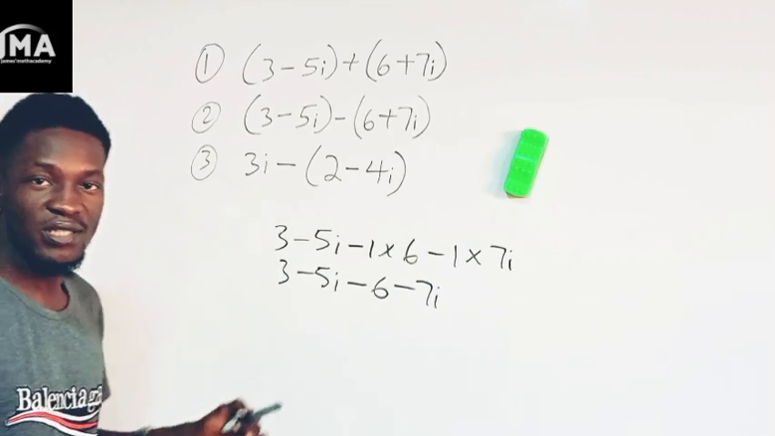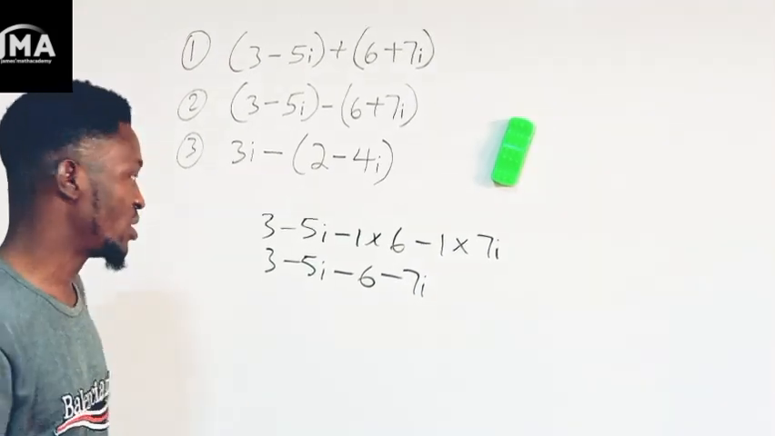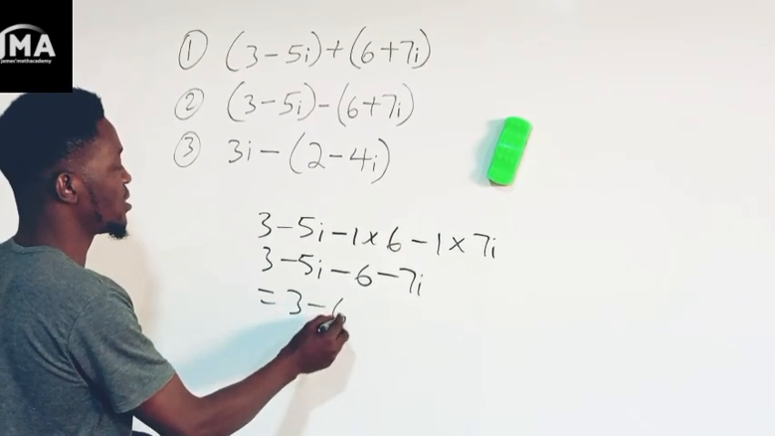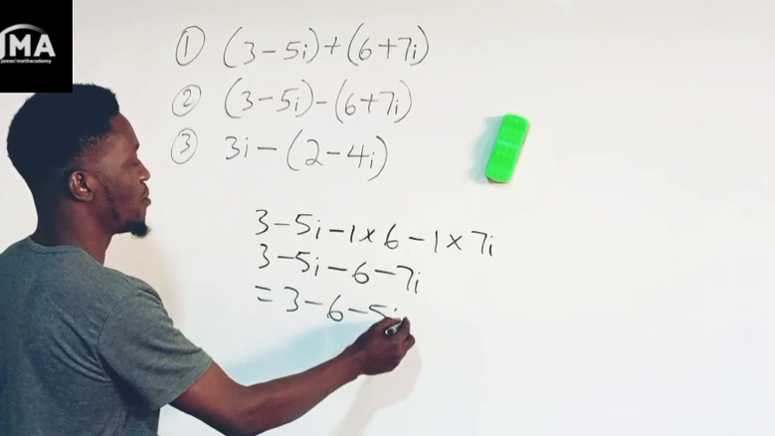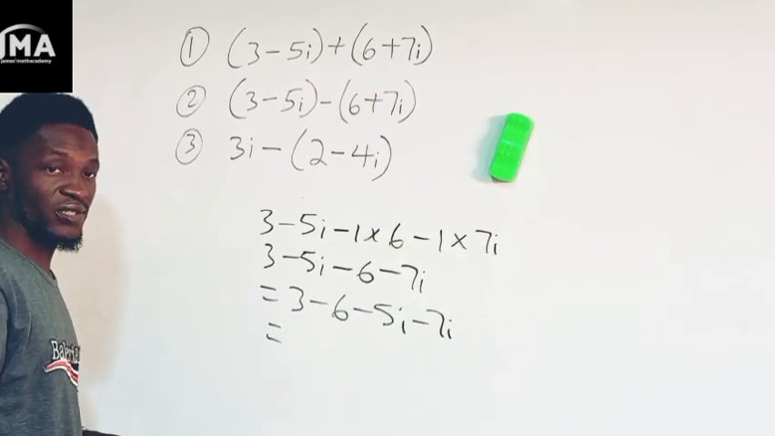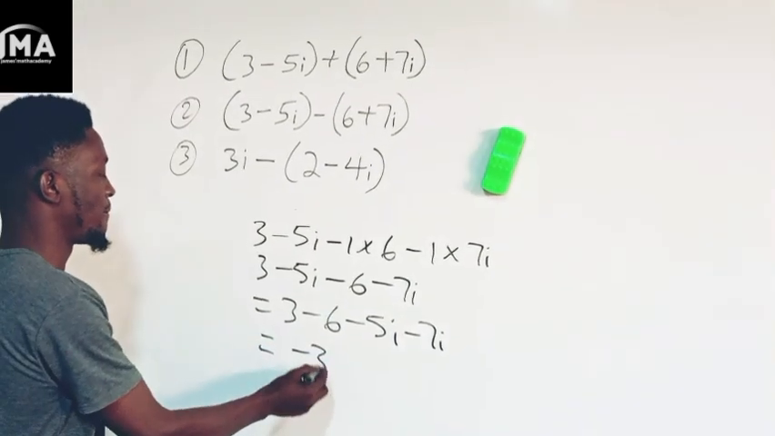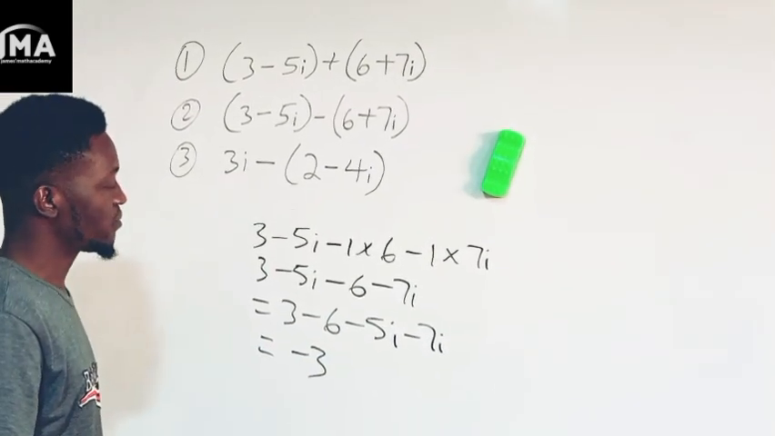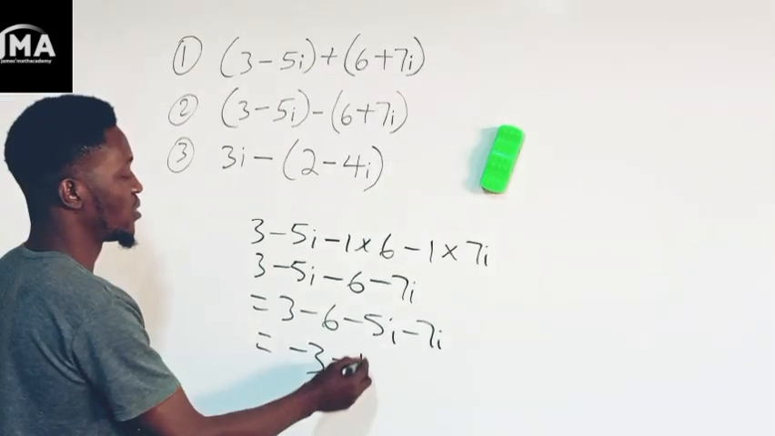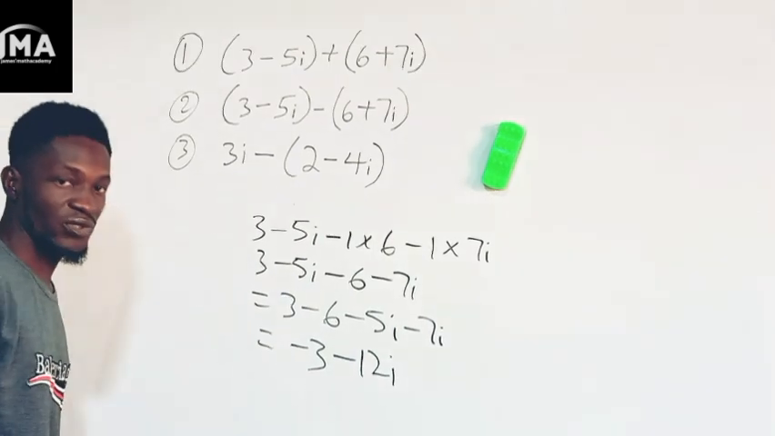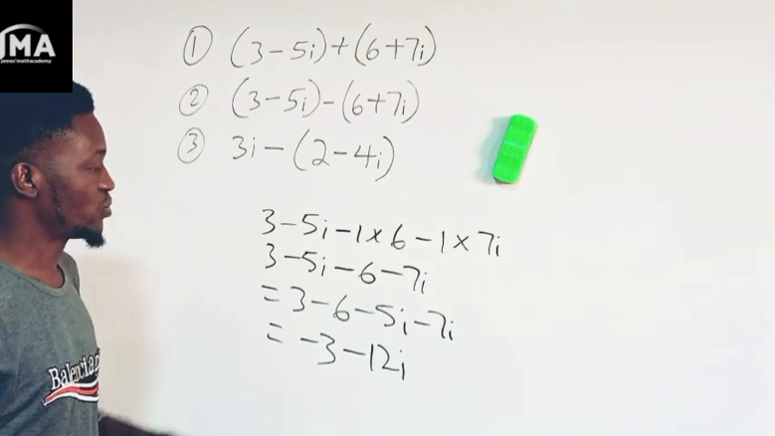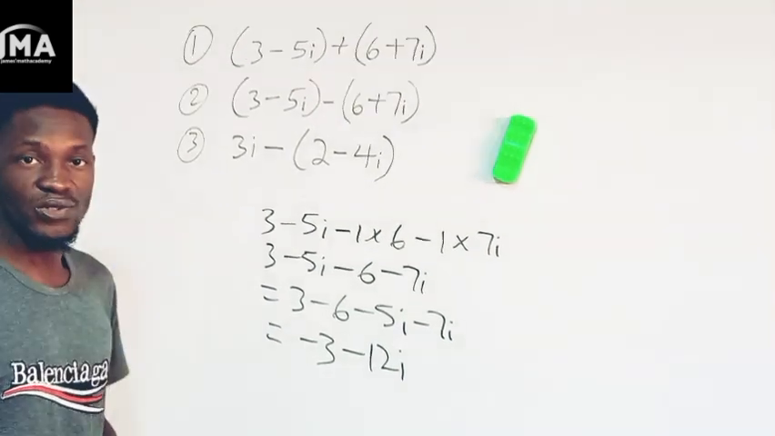If you collect like terms, it becomes 3 minus 6 minus 5i minus 7i. 3 minus 6 is minus 3, and minus 5i minus 7i is minus 12i. So this is our answer to question number 2. Let's dive into number 3.